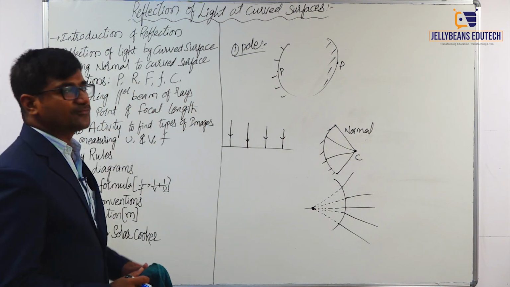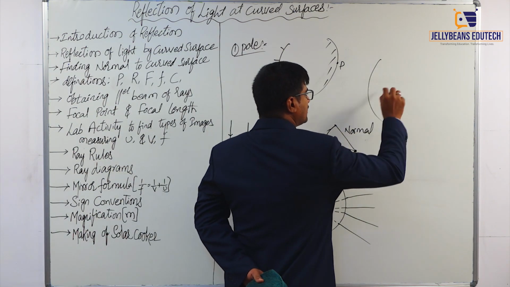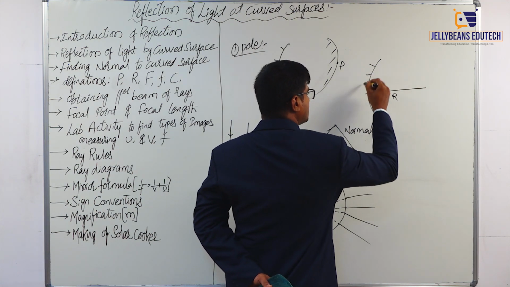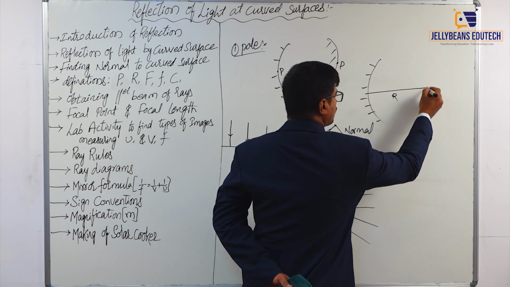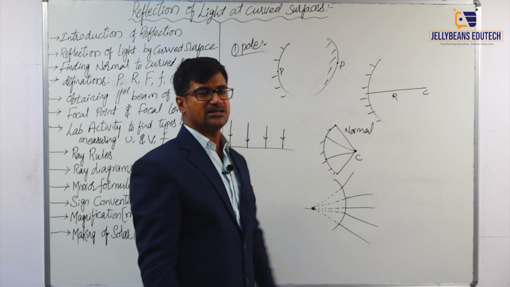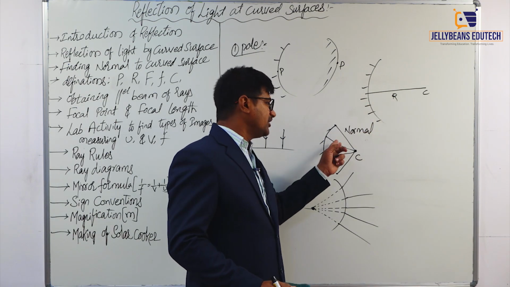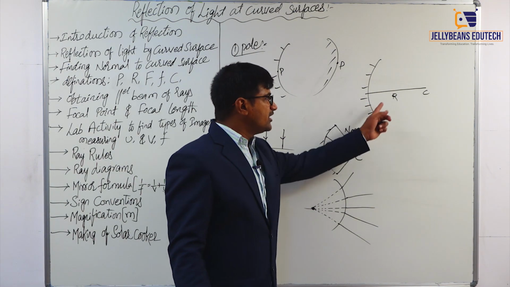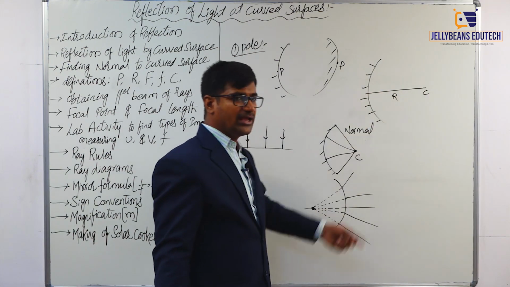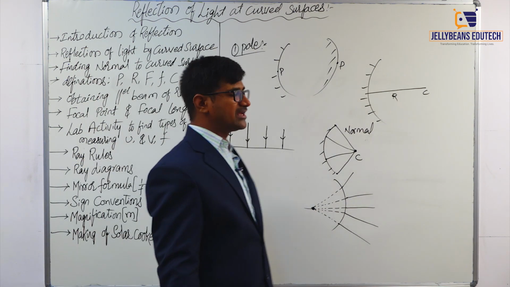Next, radius of curvature. Radius of curvature is a line drawn from the center of curvature to any point on the surface. We consider it as the radius of curvature, and we also consider it as a normal. Why? Because these two satisfy the same condition: the line is drawn from the center of curvature to any point on the curved surface.